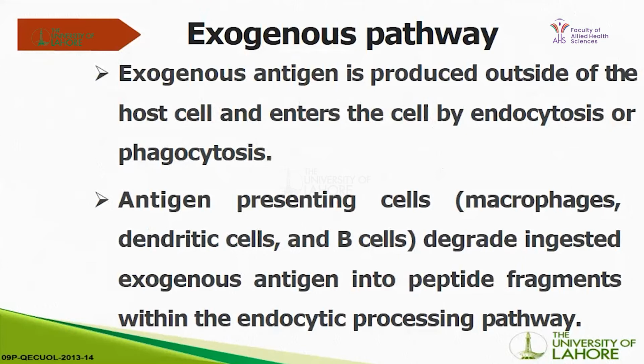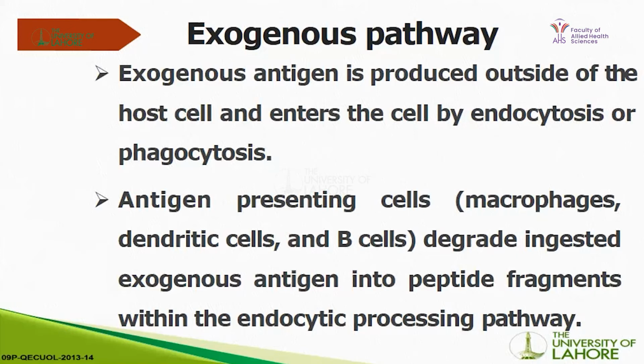In the exogenous pathway, the exogenous antigen is involved. The exogenous antigen is the antigen which is produced outside of the cells and enters the cells. Next, the endogenous antigen is produced inside the cells. We can say the virus-infected cells or cancer cells have their own proteins. These proteins can act as endogenous antigens.